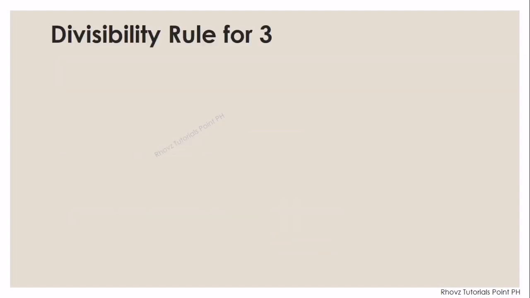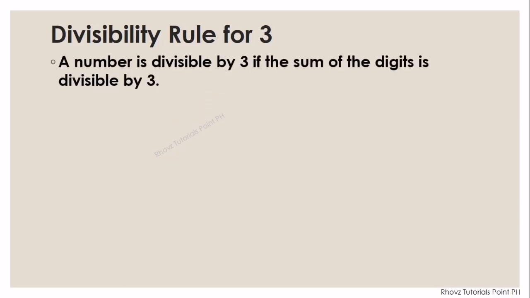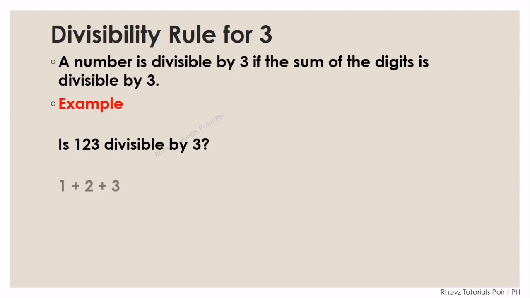Another is divisibility rule for 3. A number is divisible by 3 if the sum of the digits is divisible by 3. Okay, for example, 123. So, sabi niya, the sum of the digits. So, i-add natin yung 1, 2, 3. So, 1 plus 2 plus 3 is 6. Is 6 divisible by 3? Yes, kasi 6 divided by 3 is 2. Therefore, the number is divisible by 3.